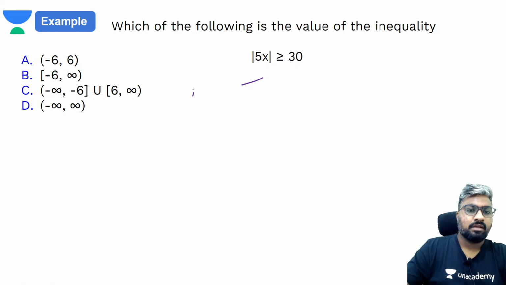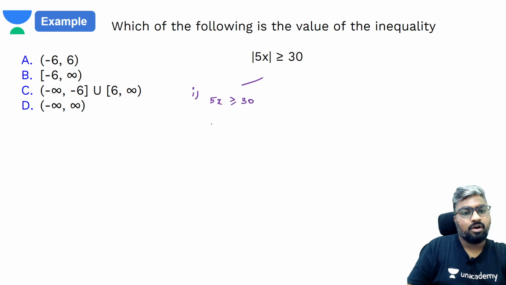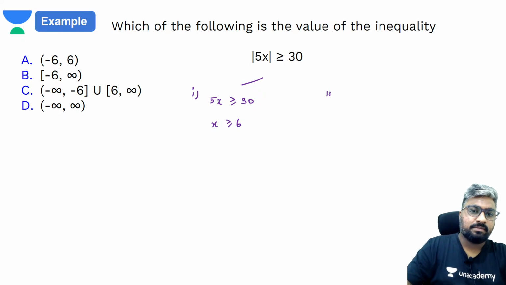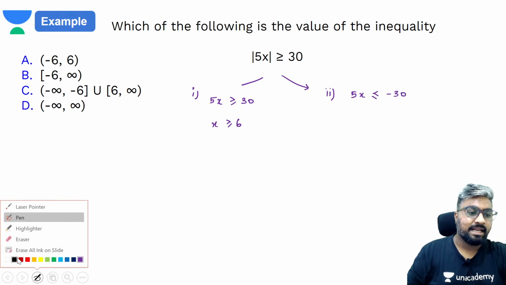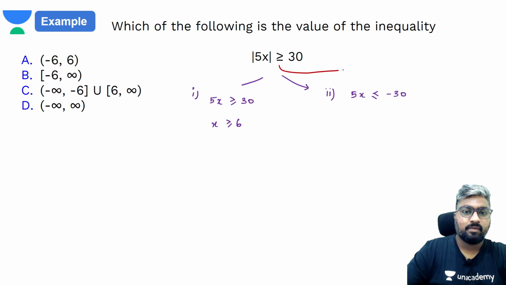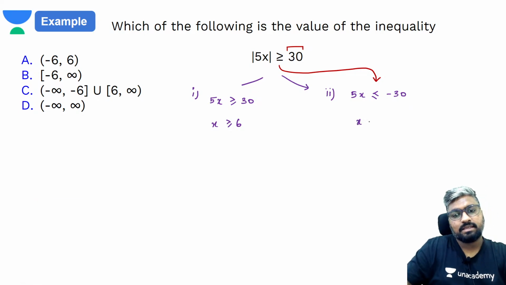Case 1 where 5x is positive. So if 5x is positive, then 5x will be greater than or equal to 30, or you will get x is greater than or equal to 6. The second possibility here would be 5x is a negative value, so 5x will be less than or equal to minus 30. Do you see how the sign has flipped? From greater than or equal to it became less than or equal to, and 30 became minus 30. So the outcome of this is x is less than or equal to minus 6.